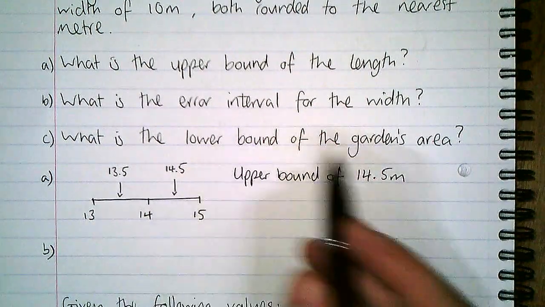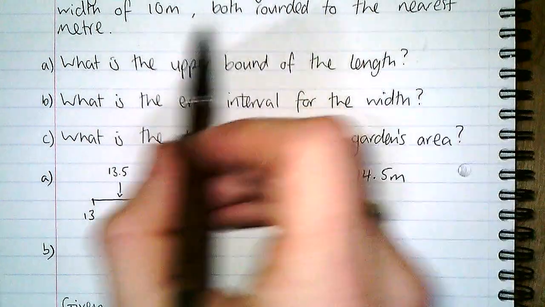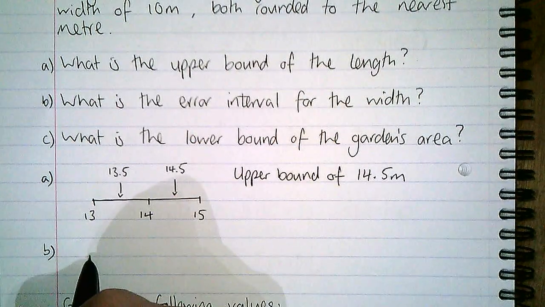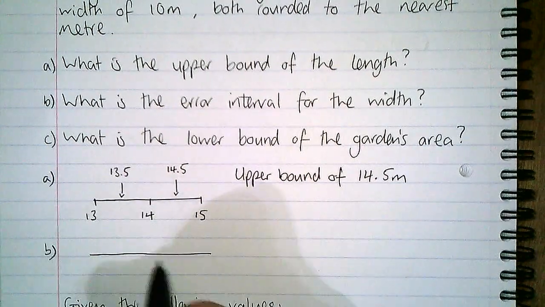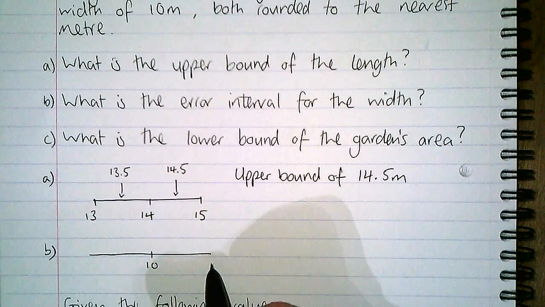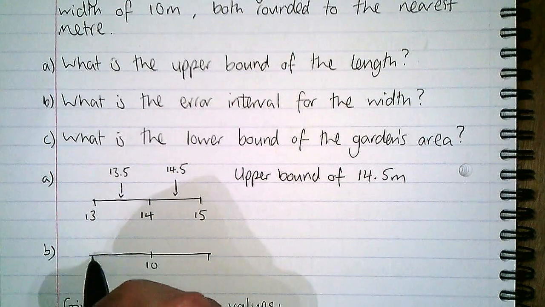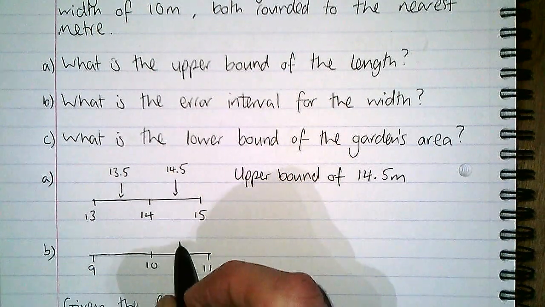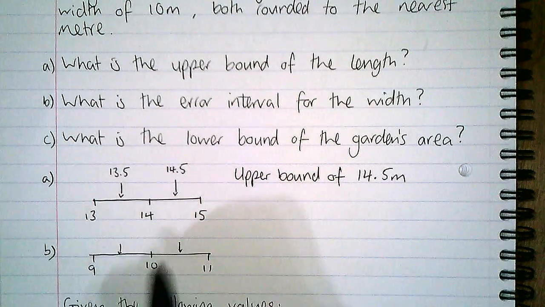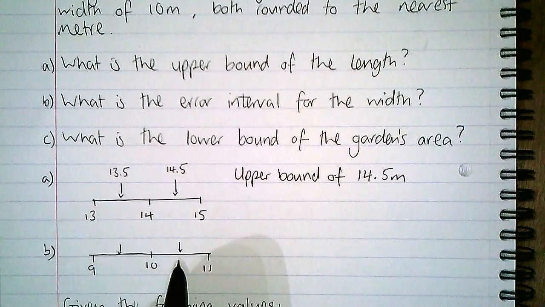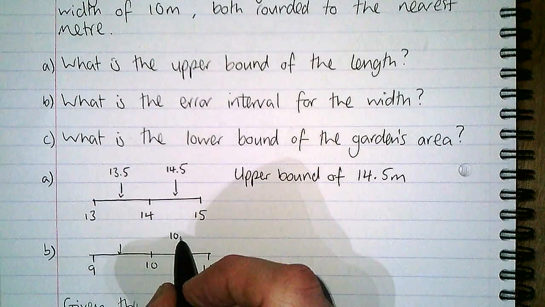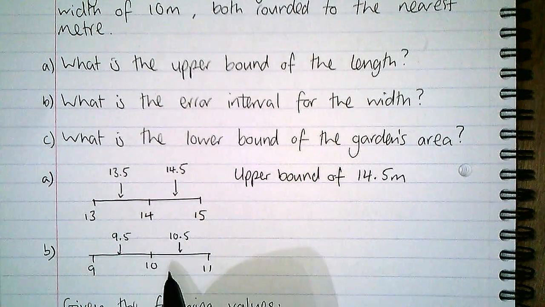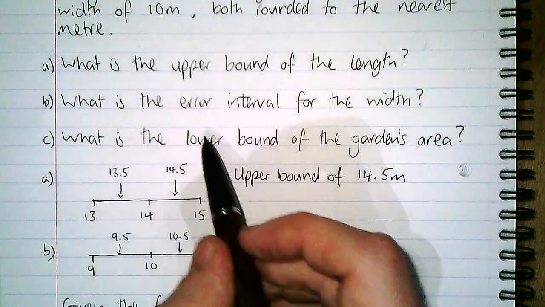The second one here, the error interval for the width. So the width has been given as 10 metres. Again, I'm going to draw myself a small diagram, a little line with 10 in the middle. Again, it's been rounded to the nearest metre, so at each end I'm going to put my next metre, 11 metres and 9 metres. Then it's the halfway points that are going to tell me my upper bound, 10.5, and my lower bound, 9.5. So here it doesn't want the upper bound and lower bound, it wants the error interval.